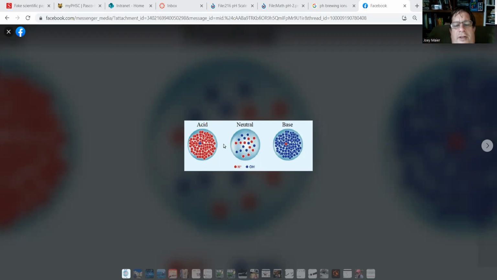So if you hear that something is acid or acidic, that means it has a whole bunch of hydrogen ions, almost no hydroxide ions. If you hear that it's basic, it's almost all hydroxides and little or no hydrogen in there. If you hear that it's neutral, it's got the same amount of hydrogens and hydroxide. So that is acidity in a nutshell.